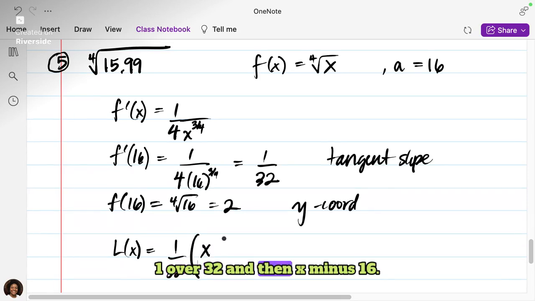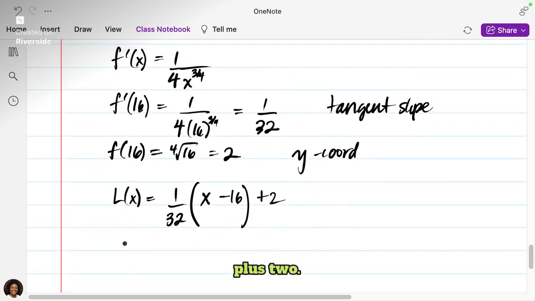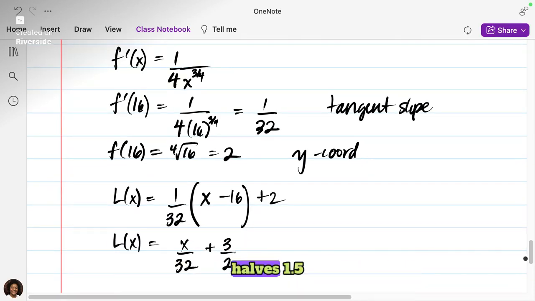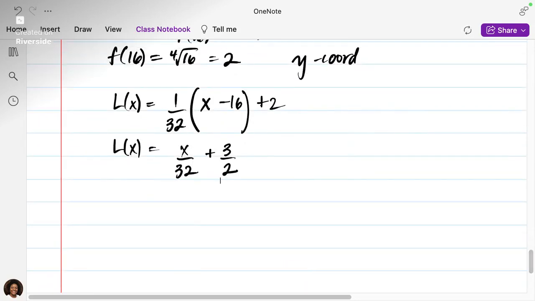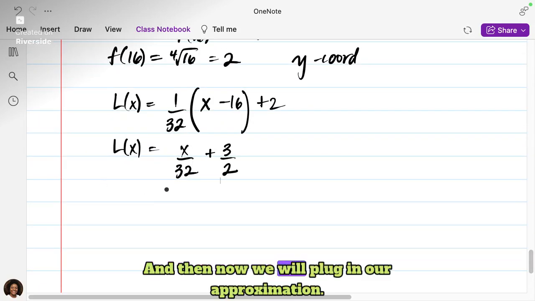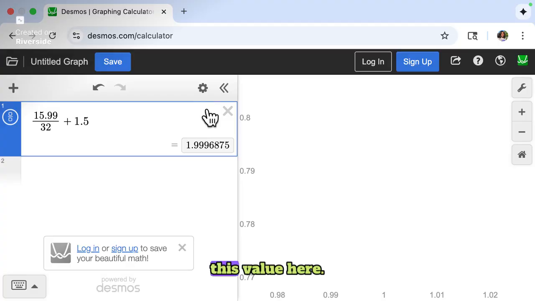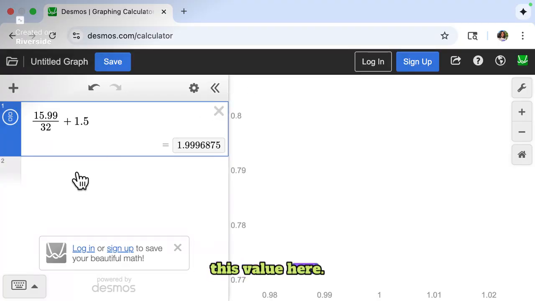1/32, and then x minus 16 plus 2. Right? X over 32, and then we'll have minus 1/2 plus 2, so that will be plus 3/2, 1.5, right? And then now we will plug in our approximation. We will plug in 15.99, right? And that would give us this value here.